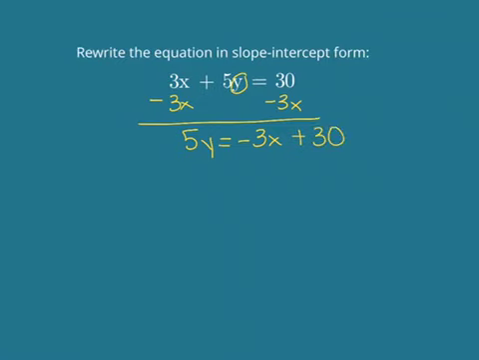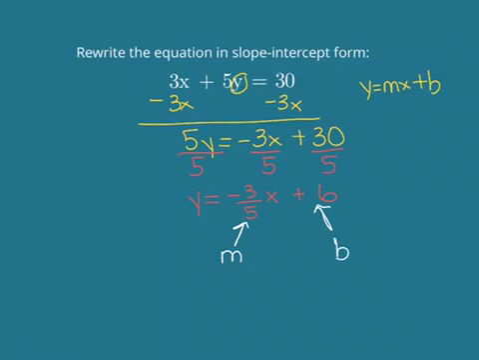Now notice that I'm putting the x before the constant because we want this in slope-intercept form, which is y equals mx plus b. Now all we have to do is get rid of the 5. So remember that every single term in the equation has to be divided by that 5. So that will leave us with y equals negative 3/5 x plus 6. So now that y is isolated, we see that negative 3/5 is the slope of the line, and our y-intercept is at 6.